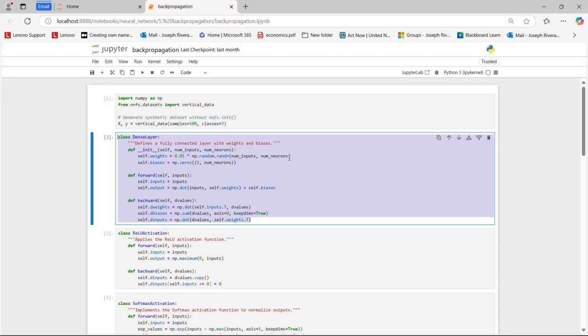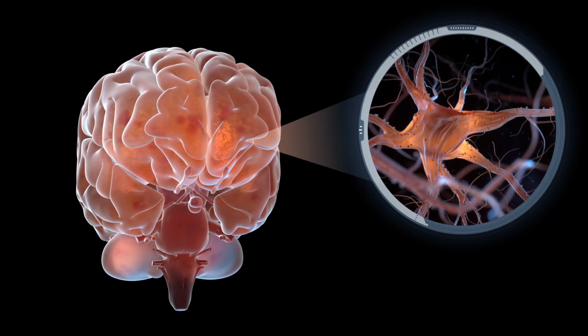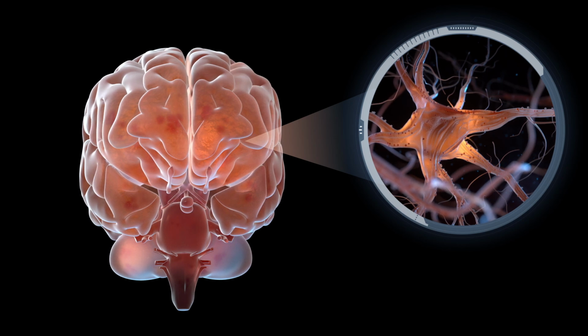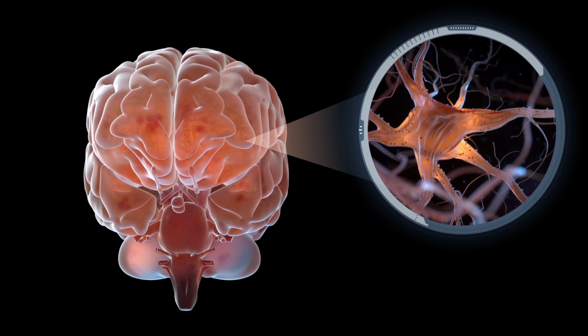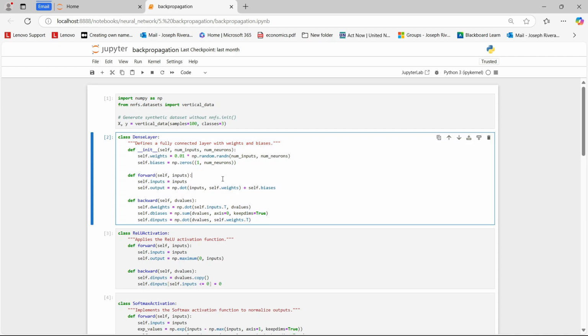This is actually the thinking unit. So our journey begins with the dense layer, which acts like a collection of neurons in our brain. Each neuron connects to the next layer through weights and biases. So let's see how it works. Let's first have this forward function, this one. This is where inputs are multiplied with weights and adjusted with biases to produce an output.